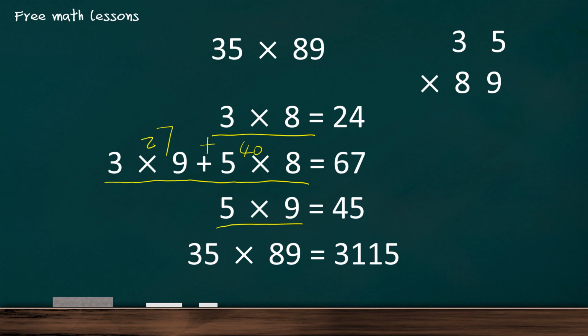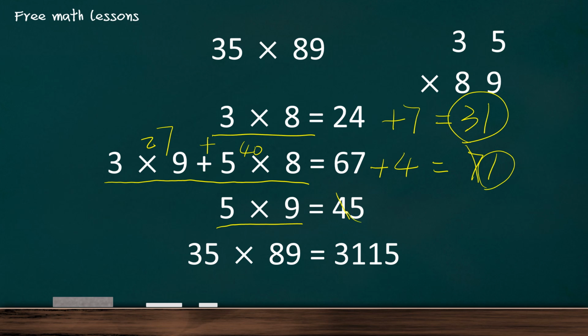Obviously, we need to translate the results to get the answer. For the bottom up, we add the tens digit of 45 to 67, and we get 71. Then leave the number 1 in the middle, add the 10 digits of 71 to the top number 24, and you get 31. So we end up with 3115.